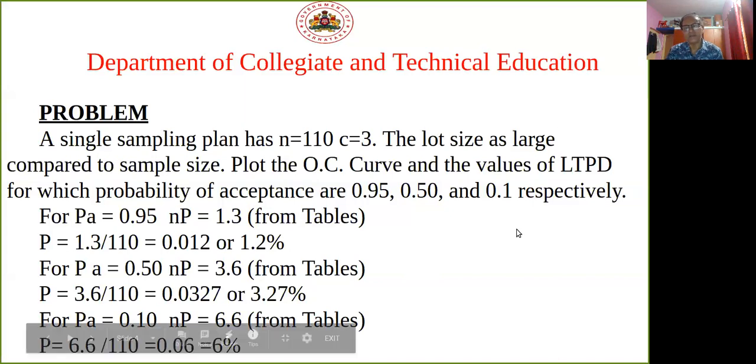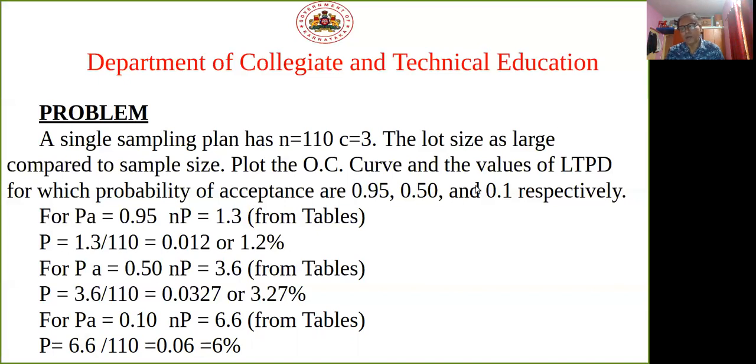The first value we have taken is 0.95. The second value is 0.51. For PA equals 0.51 and c equals 3, we get NP equals 3.6 from the table. Then P will be 3.6 divided by the sample size 110. When you divide, you get 0.0327, or 3.27%.